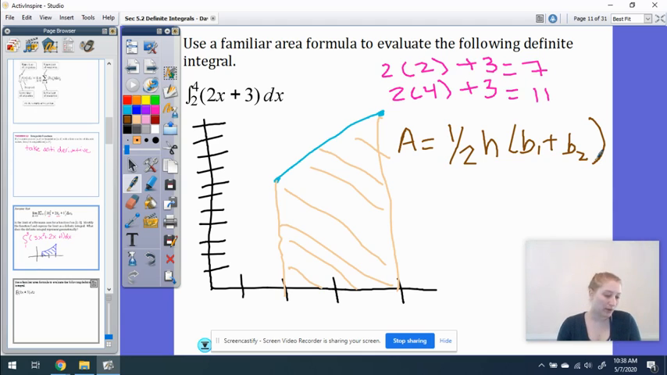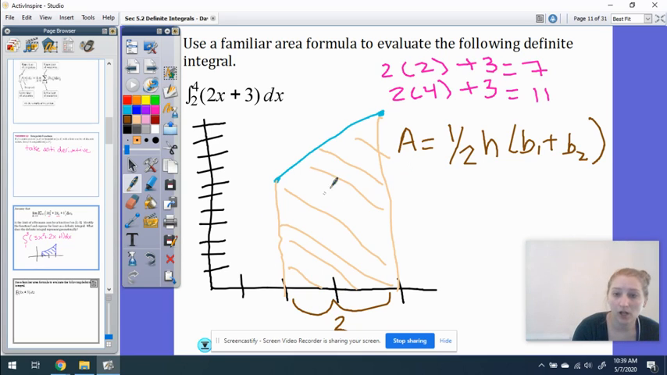Okay, so think about this. The height of your trapezoid, when you are dealing with these problems, is the distance between the parallel bases. So in our case, our height is going to be 2. Now, to get the bases, that's the parallel sides. That's going to be this and this. So this distance from here to here is 7, and this distance from here to here is 11.